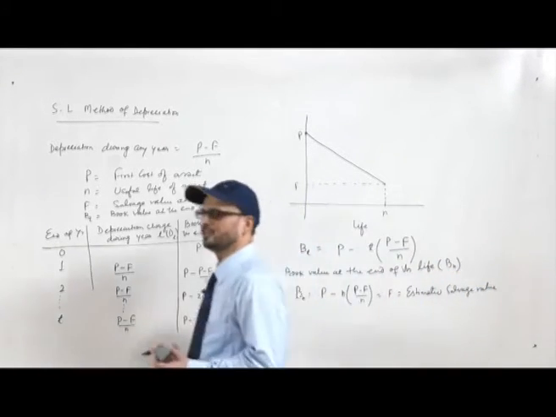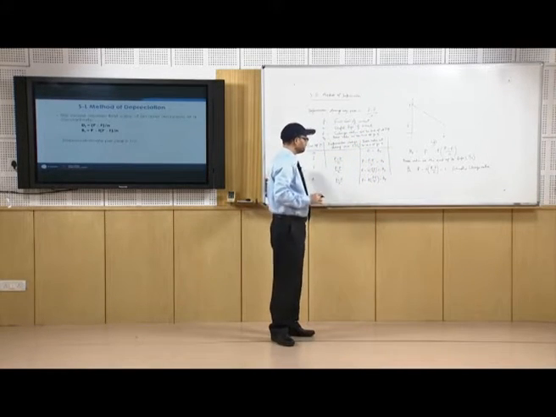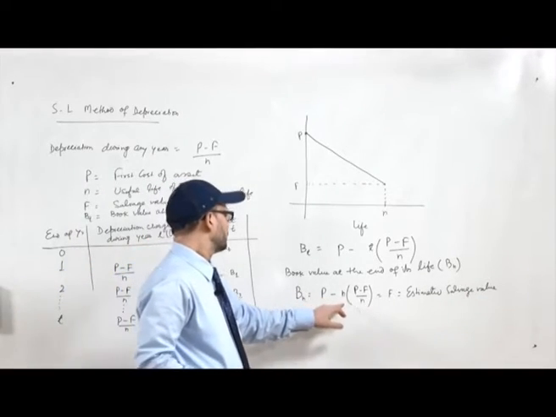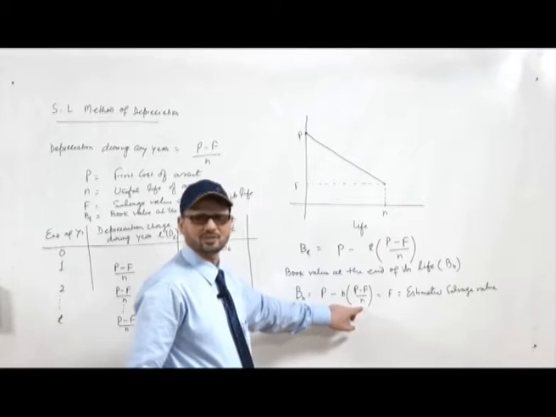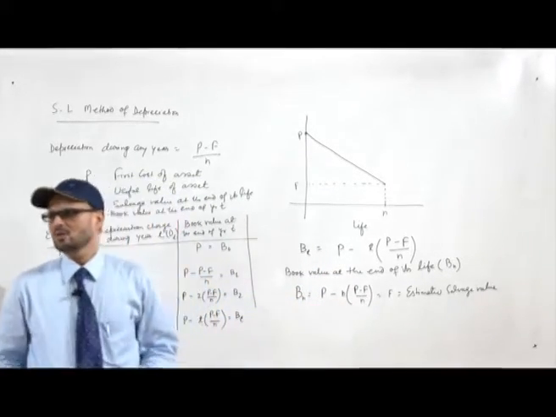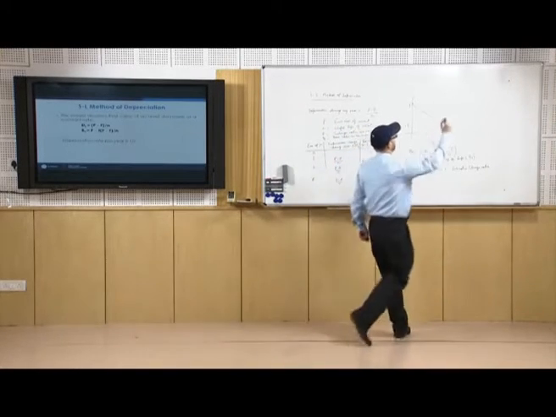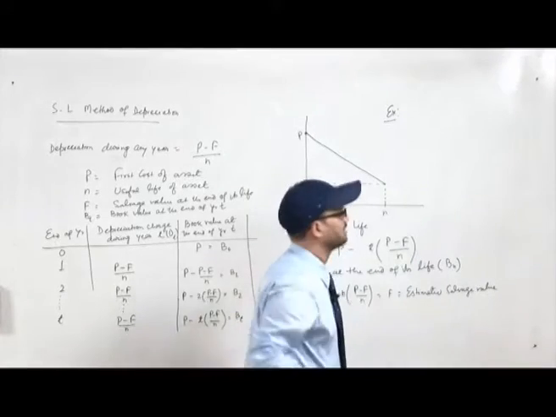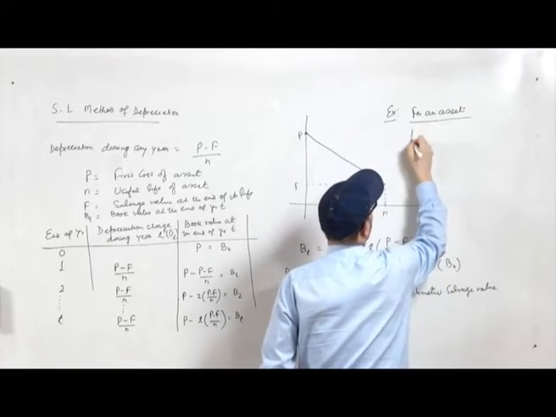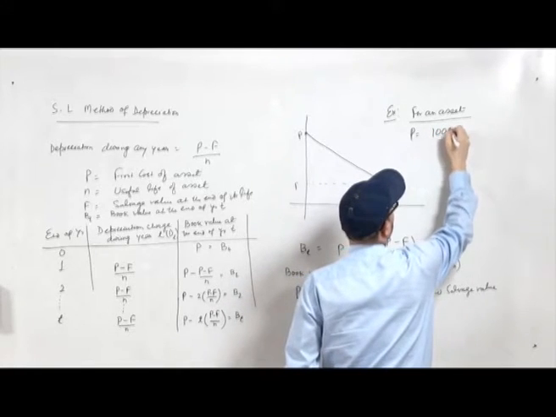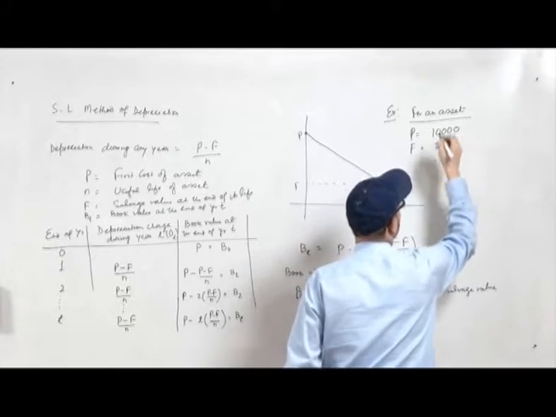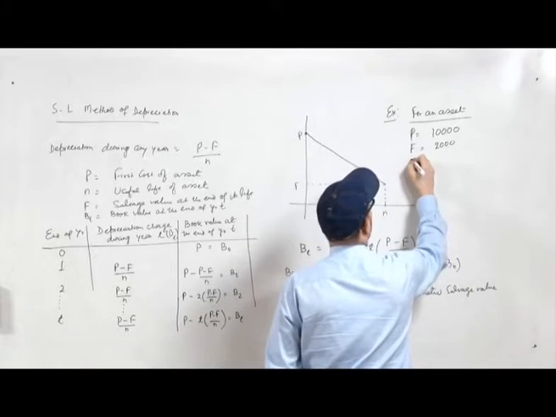Basically what we see is that after N years, the salvage value is attained once you accumulate all the depreciation charges for the previous N years and subtract them from the first cost of the asset. So we can have an example. Suppose for an asset, P equals 10,000, F is 2000, and N is 5 years.